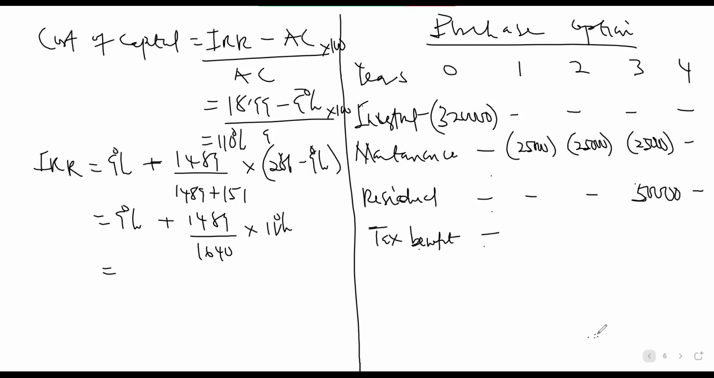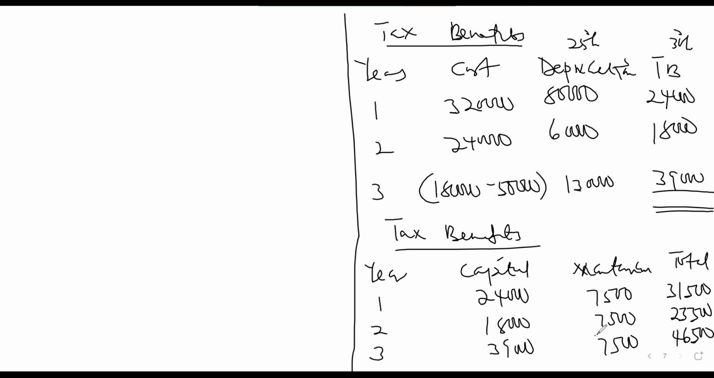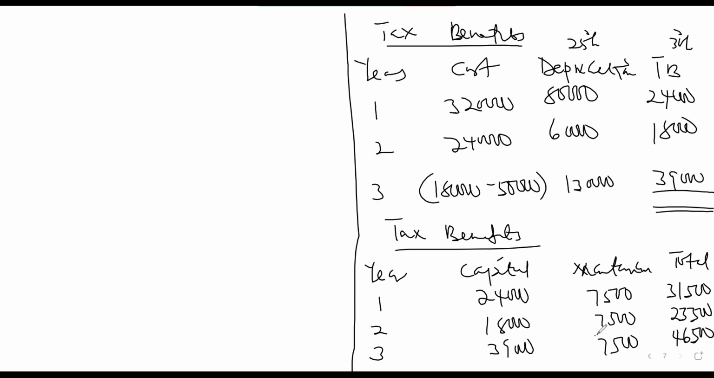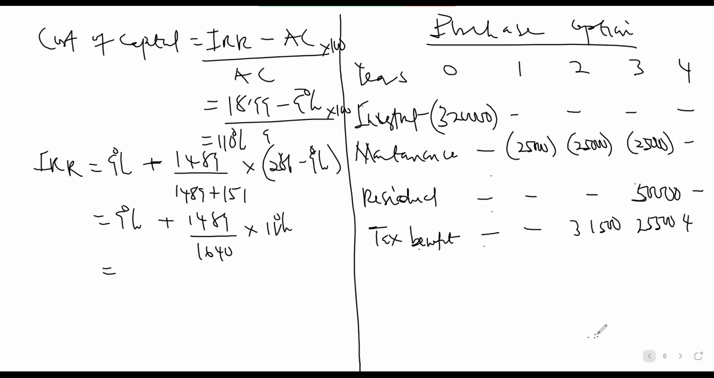But how do we pay the tax? One year in arrears, isn't it? Okay, so the tax benefit for the first year will come in year 2. So 31,500, which is an inflow, will come in year 2. 25,500 will be enjoyed in year 3, and 46,500 will be enjoyed in year 4.